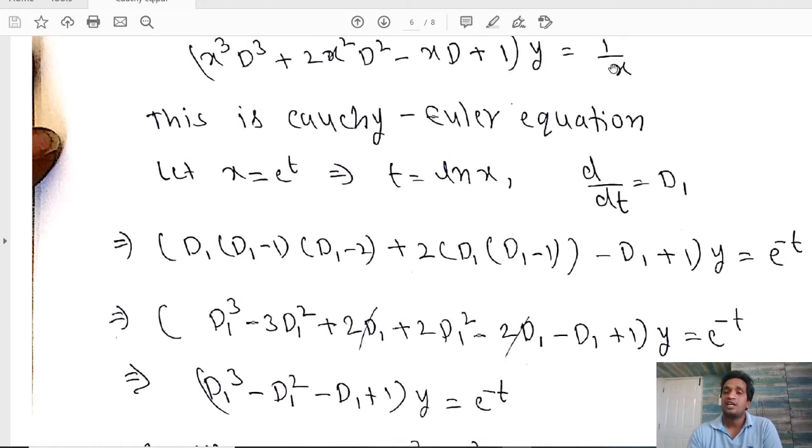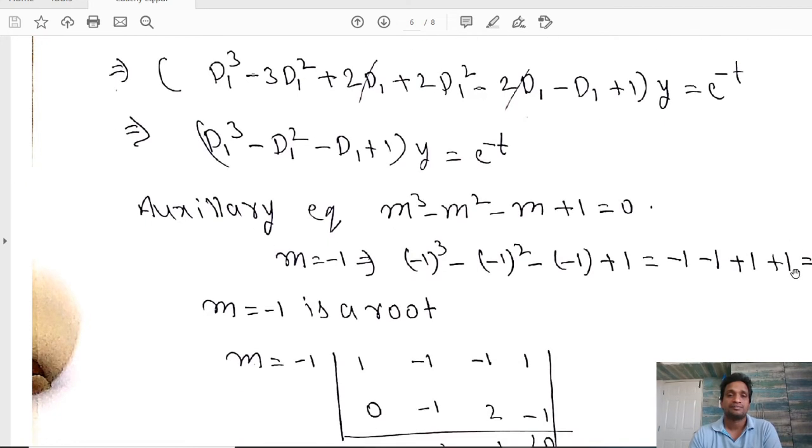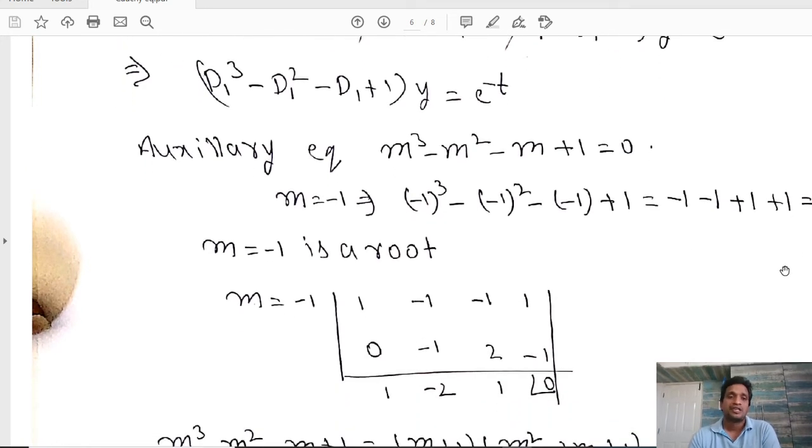So we are introducing x equal to e^t. That means 1 by e^t becomes e^(-t). So the equation here is (D1 cube minus D1 square minus D1 plus 1) y is equal to e^(-t).